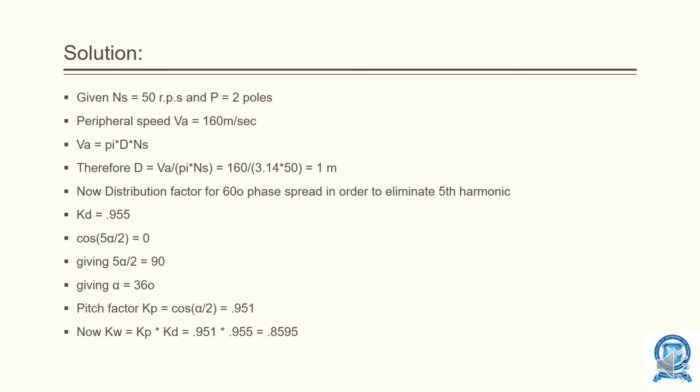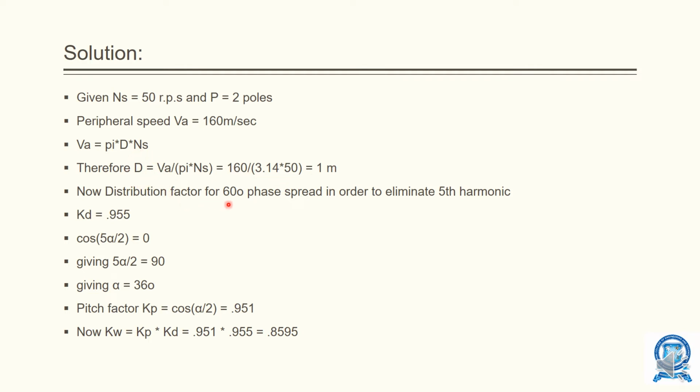So the given data: ns is equal to 50 rps and number of poles is 2, peripheral speed is given as 150. The formula to calculate peripheral speed is VA is equal to pi D NS. Here NS value is known and VA value is known. So from this expression, it is easy to directly calculate the value of capital D, diameter, which is equal to VA by pi into NS. On substituting the values for VA and NS, you'll be getting the value of D. So the diameter of core D is equal to 1 meter.